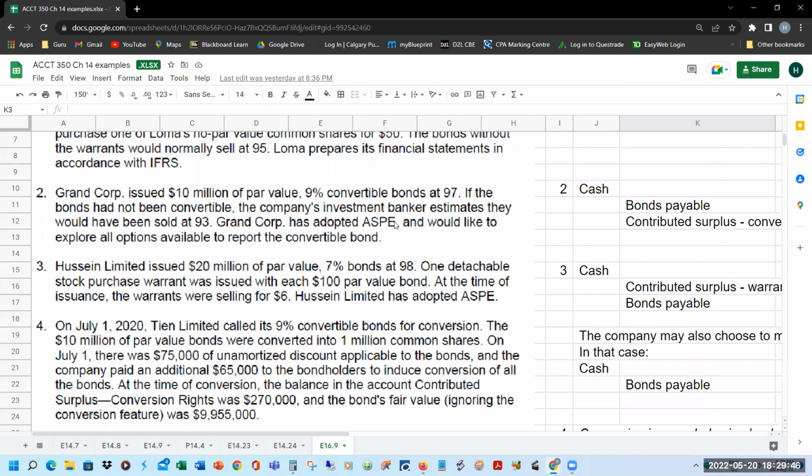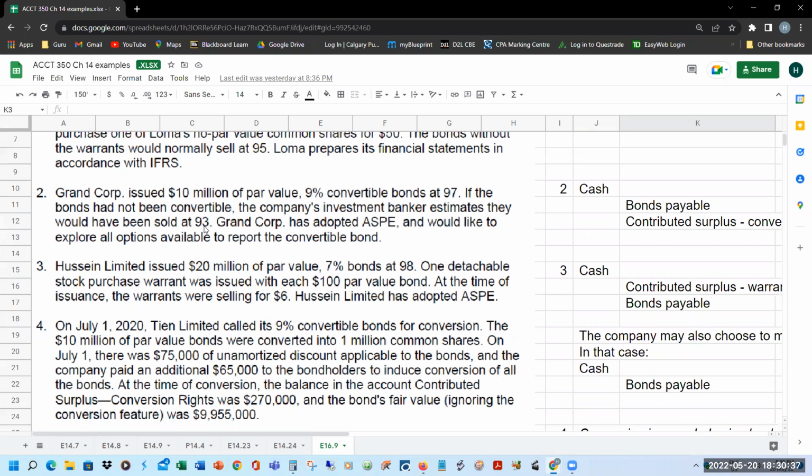$9,700,000. If the bonds had not been convertible, the company's investment banker estimates they would have sold at 93. So if we just pause and think, the bonds would have sold at 93% if they were not convertible. Being convertible means the bonds allow the bondholders, the people that subscribe to these bonds, the option of converting these bonds into common shares if they want to at a future date. So not having an obligation, but having a right to be able to do so is considered of value.